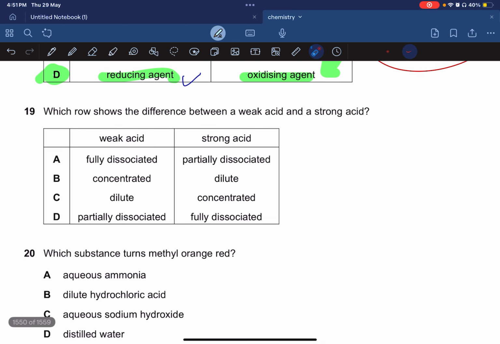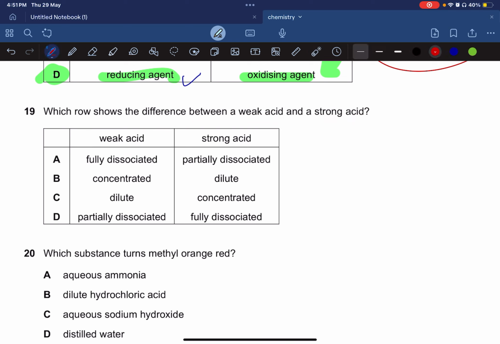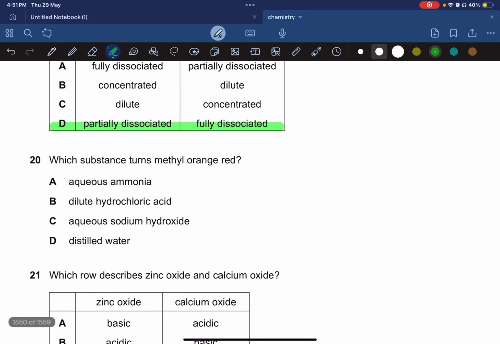Which row shows the difference between a weak acid and a strong acid? Weak acid is partially dissociated and a strong acid is fully dissociated, so making option D the correct one. Okay, what substance turns methyl orange red? Anything that's going to be acidic is going to turn methyl orange red. So we're looking for an acid. I guess that's going to be option B, the only acid we have here.